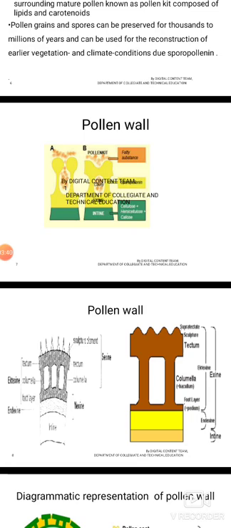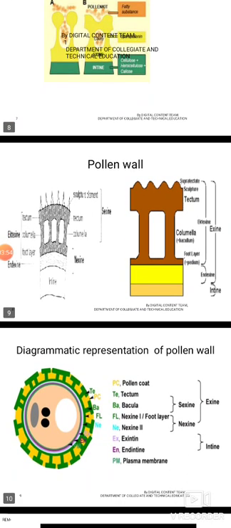The outer exine has different layers: the foot layer, the upper foot layer, the columella, then tectum, then outer sculpturing. The diagrammatic representation of a pollen grain showing the pollen coat, tectum, bacula, nexine 1, 2, exintine, endintine, plasma membrane.